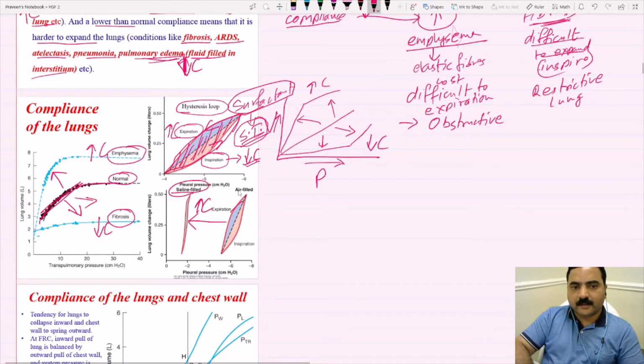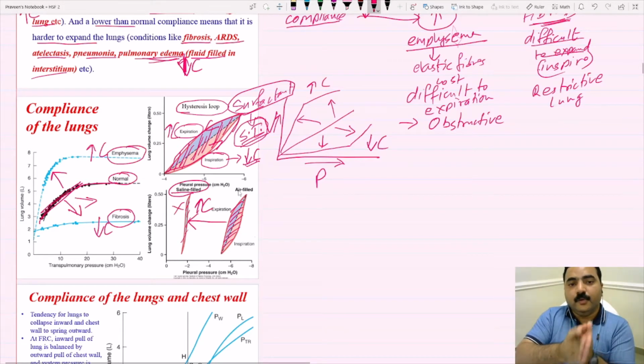Not only that, the hysteresis loop that you see over here has completely disappeared. No hysteresis loop over here. That means there is no difference between the inspiration and the expiration compliance. It becomes equal. So that difference between the inspiration and the expiration compliance is brought by the factor of surface tension, which is eliminated when the lung is filled with water.